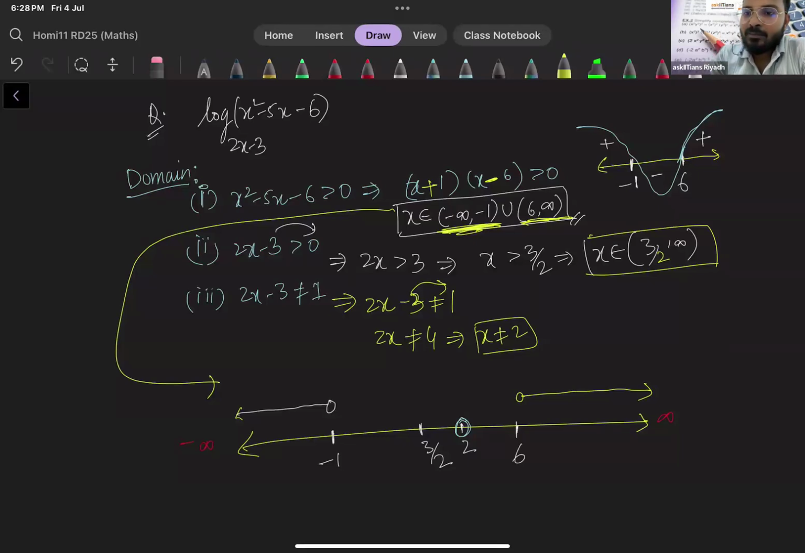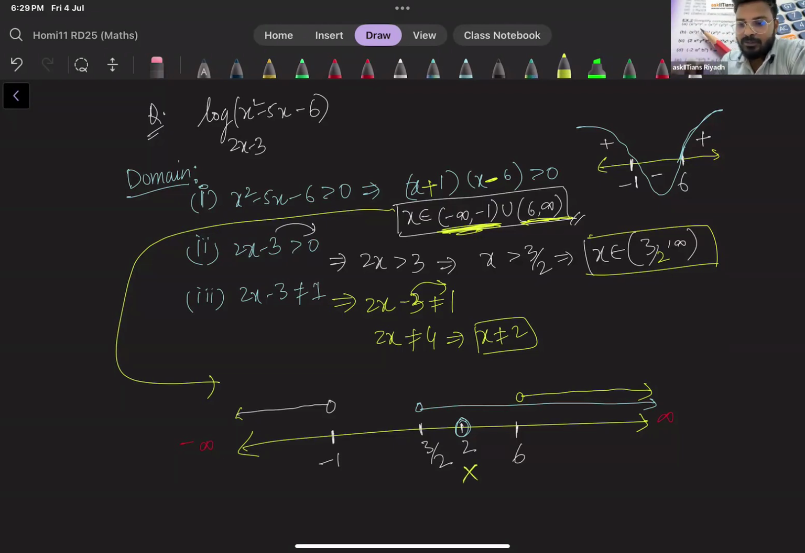Now second interval on the number line will be something like this. It is like 3 by 2 to infinity. 3 by 2 is not included, and it is going up to infinity like this. And the third, so nothing, only that 2 is not included.